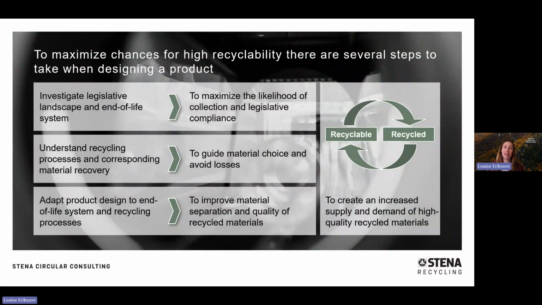To summarize, to maximize the chances for high recyclability, there are several steps to take when designing your product. So firstly, you can investigate the legislative landscape and the end-of-life system. And in that way, you will be able to maximize the likelihood of collection and also future legislative compliance, of course. It's important to understand the recycling processes and corresponding material recovery to guide material choice in the design phase and thereby avoid losses in the recycling processes.